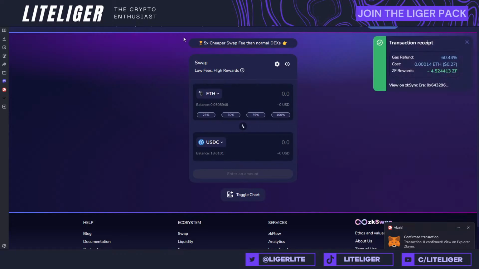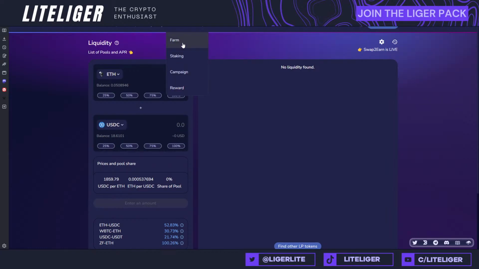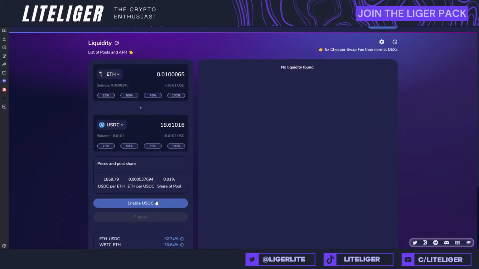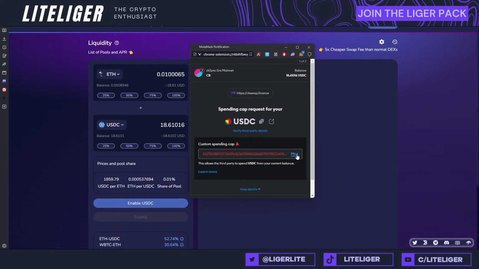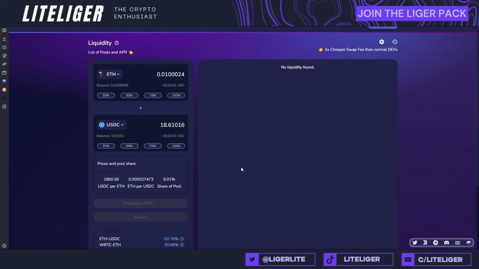And now we got some USDC. Let's see what they have in terms of liquidity. Do we have farming here? What farms do we have here? So here we can actually farm, and we're going to do that. I'm going to be adding 100% of the... Once again, always put out the max amount. One transaction.